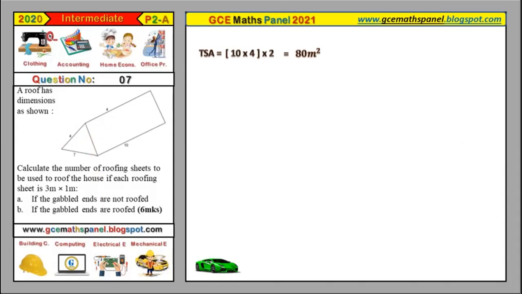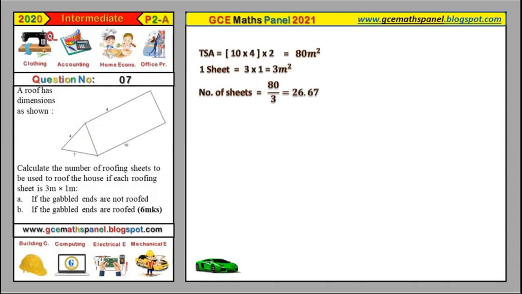Then the area of one sheet is 3 meters by 1 meter, and that gives us 3 square meters. The number of roofing sheets that we use will be equal to the total surface area of 80 divided by 3, and that gives us 26.67 sheets.